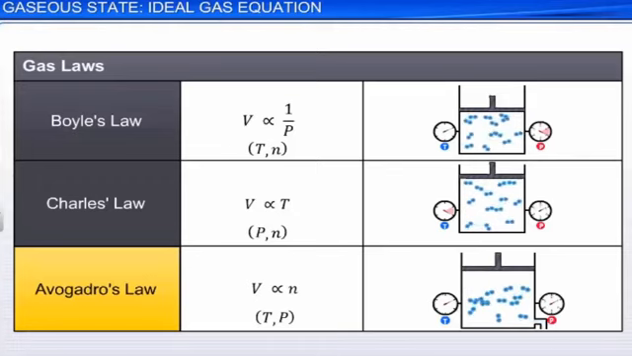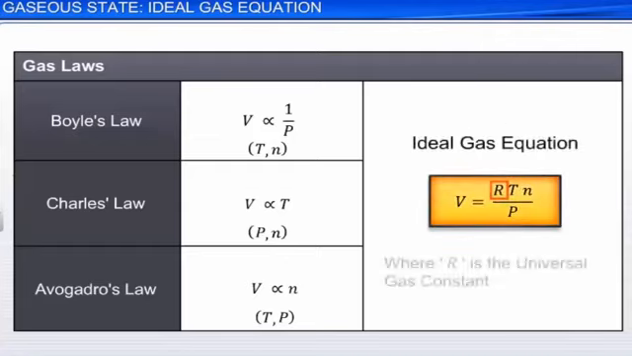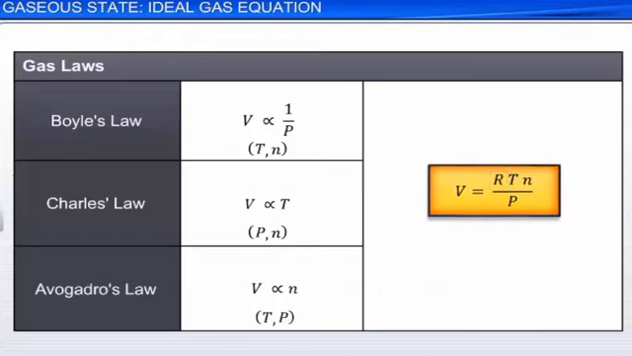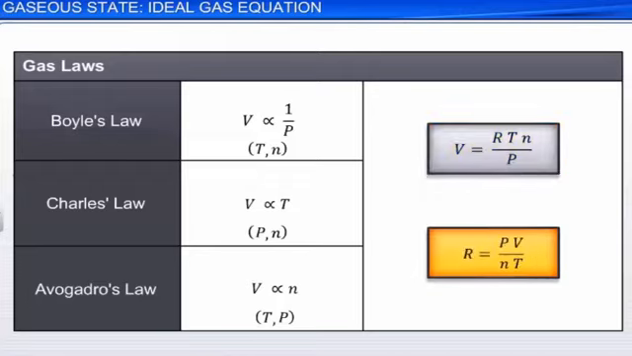On combining these three laws, we get the ideal gas equation. However, when we introduce a constant of proportionality, R, then the equation can be written as V is equal to R into N into T divided by P. Here, R is known as the universal gas constant. To find the value of R, we need to rearrange the equation and substitute appropriate values of P, V, N, and T.